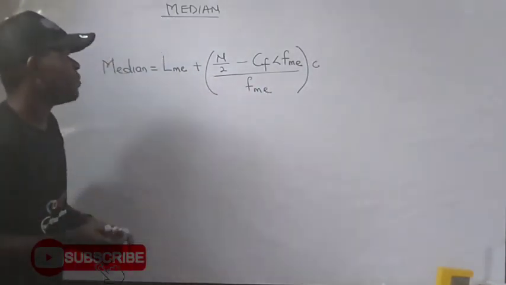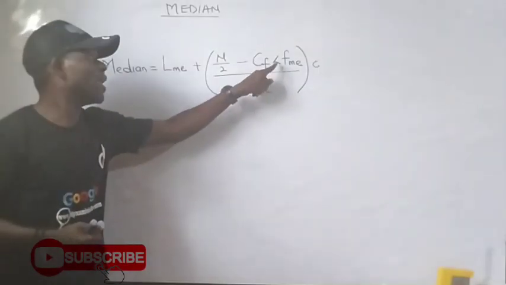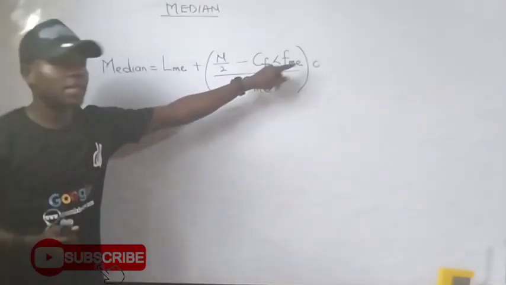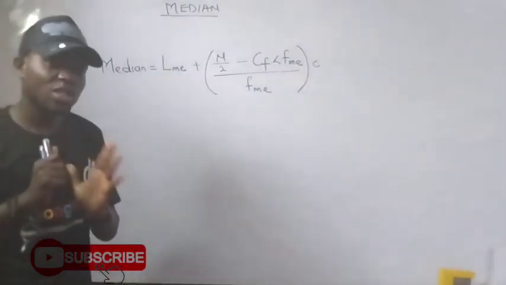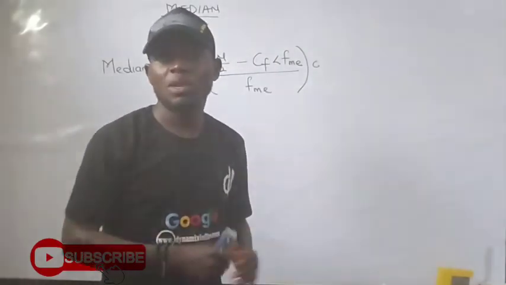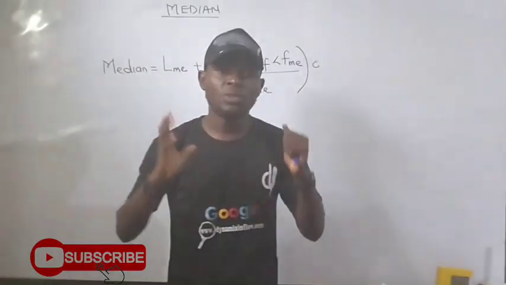Now, what does CF mean? CF denotes the cumulative frequency less than the median class, and FME is the frequency of the median class. That is what that simply connotes, and this formula is what we'll be needing when we are dealing with grouped data.